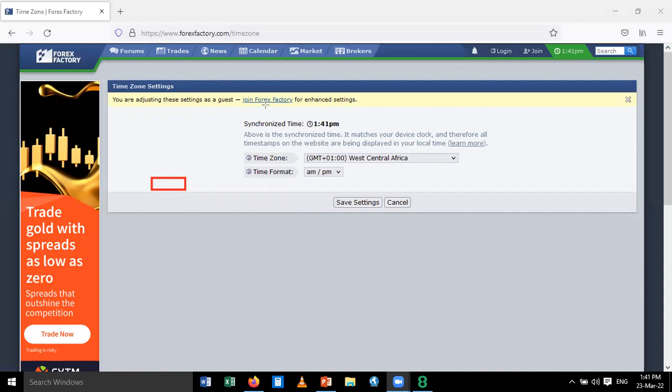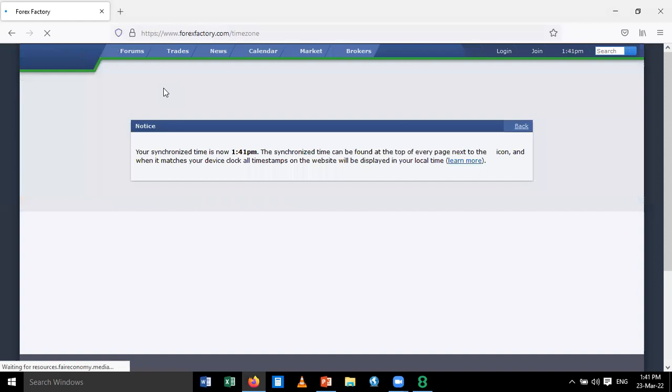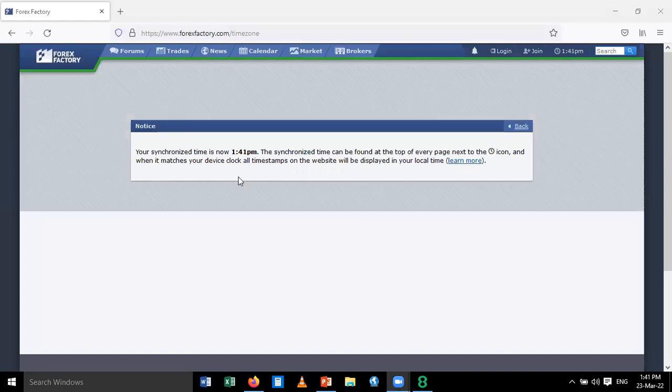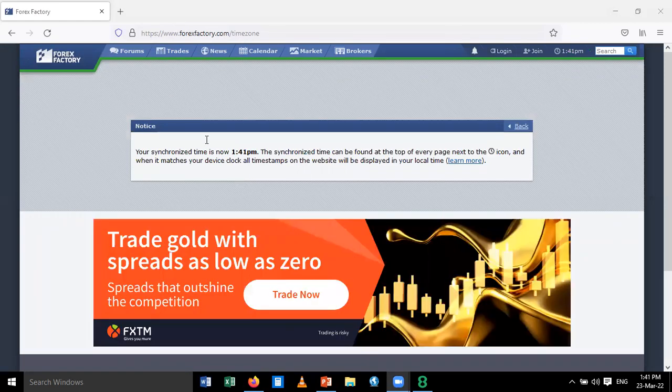Once you select that particular time zone, you click on Save Settings. Once you click on Save Settings, you will see this. Your synchronized time is now the current time in Nigeria. So if the time synchronizes with your local time, the next thing you do is to click on Calendar.